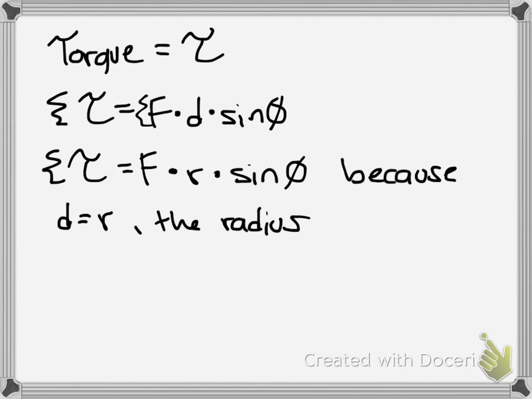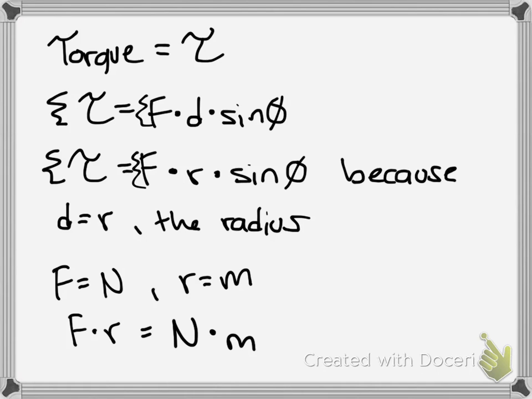And one last thing is that the units for force are newtons, and the units for radius are meters. So F times R, which is what torque is equal to, is newtons times meters. So newton meters are the units of torque.